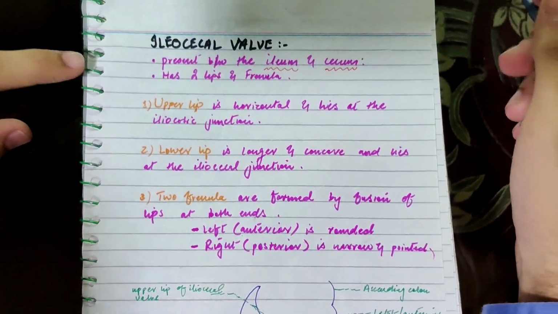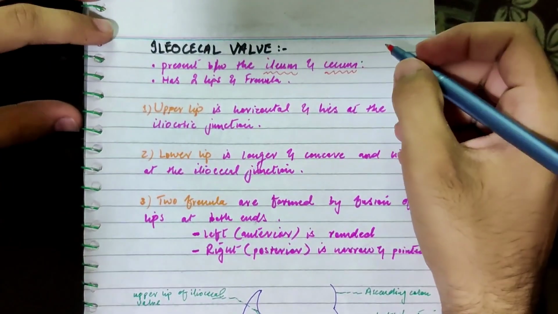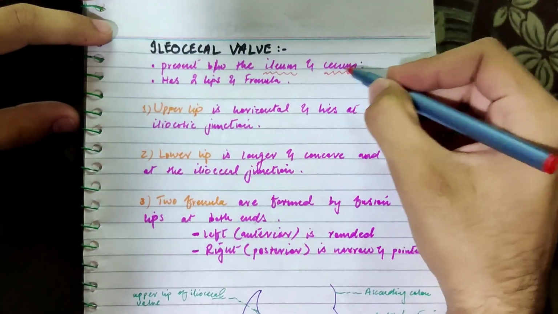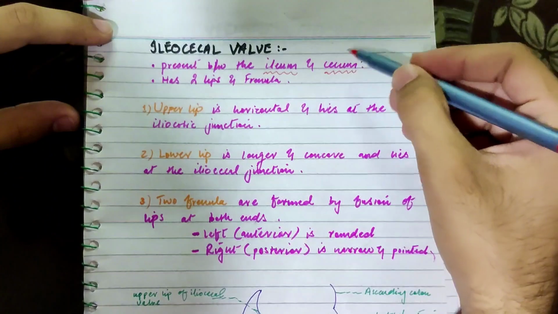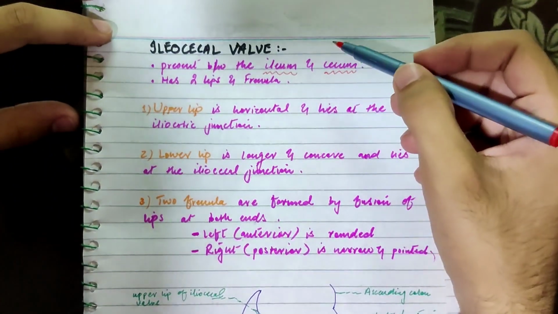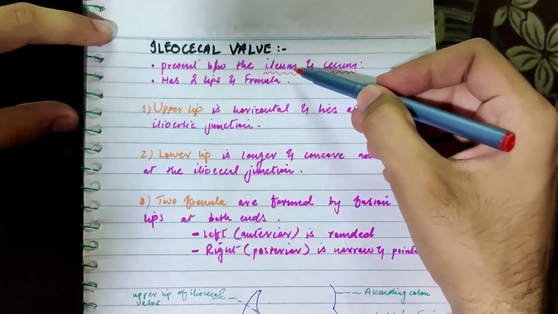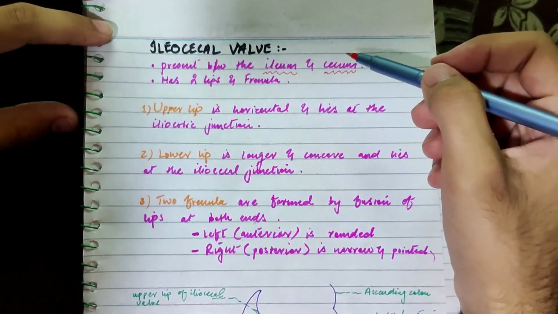Hello students, in this video we'll be talking about the ileocecal valve. Basically it is a valve present between the ileum and the cecum. Ileum was the last portion of the small intestine, and the cecum was the first portion of the large intestine. So the ileocecal valve is a connection between the last portion of our small intestine and the first portion of our large intestine. What are its parts?